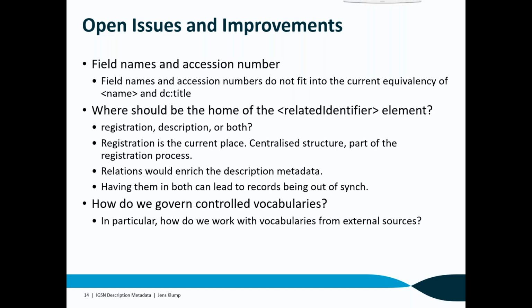We can serve this easily to other services. If we put it into the description, we would enrich the description metadata, but it would be decentralized, but could be harvested into other services. If we have this element on both sides of the system, in the registration process and in the catalogs, this might lead to the entries diverging, being out of sync. So that's a discussion we need to have, how we want to treat this in the next version of the metadata schema.